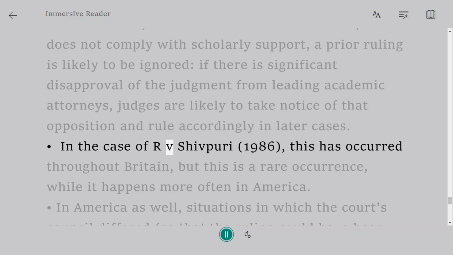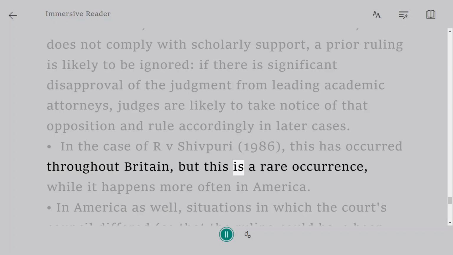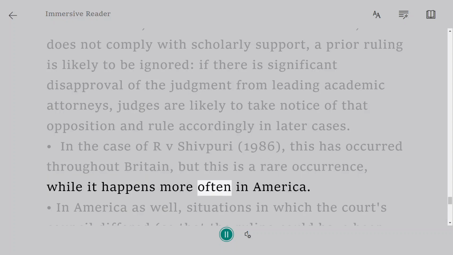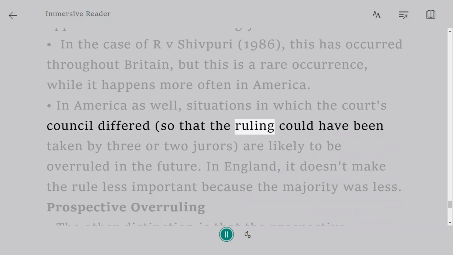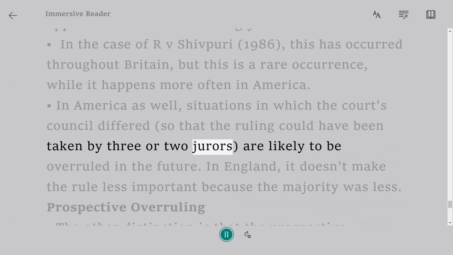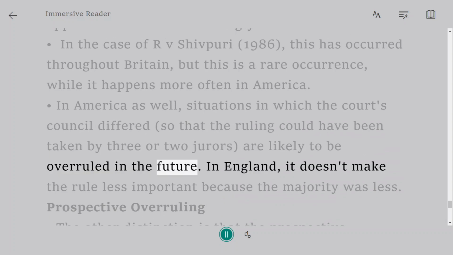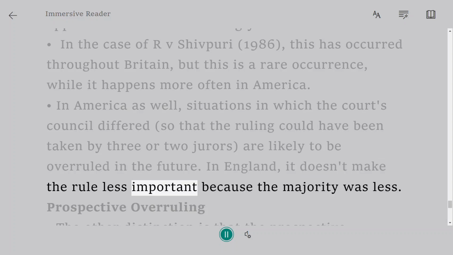In the case of R v. Shivpuri, 1986, this has occurred in Britain, but this is a rare occurrence, while it happens more often in America. In America as well, situations in which the court was divided, so that the ruling could have been taken by 3 to 2 judges, are likely to be overruled in the future. In England, it doesn't make the rule less important because the majority was small.